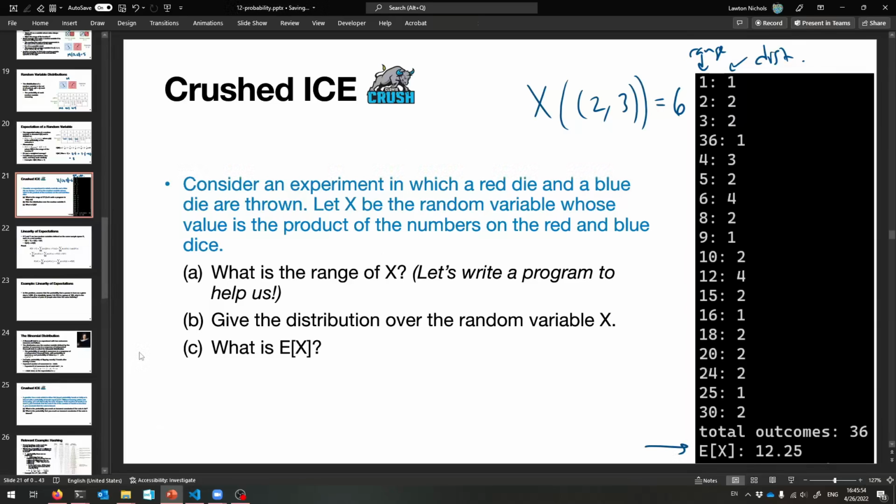So the number that you can expect to see over time on average from your random variable, which represents the product of the two numbers on the dice that you roll, is 12.25. So it's never a number that really exists, but essentially that's what you should see over time. That's what the random variable is trying to say. Okay? So that's quite helpful.